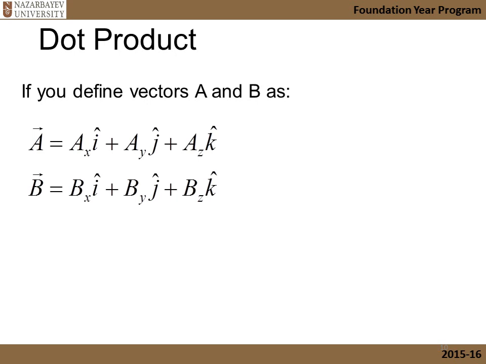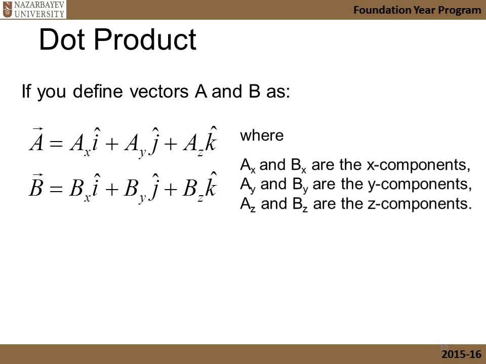Now let's implement our dot product. If we have the vectors a and b expressed as the following: a equals ax i plus ay j plus az k, and b equals bx i plus by j plus bz k, where ax and bx are the x components, ay and by are the y components, and az and bz are the z components.